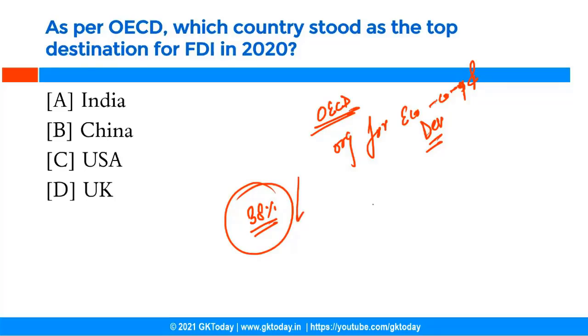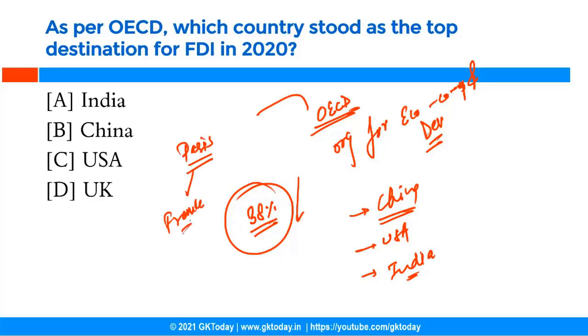And as per latest data, China is the top recipient of FDI and it has replaced USA. So USA is now on 2nd position while India is on 3rd position. The headquarters of OECD is in Paris in France. OECD conducts PISA. PISA stands for Program for International Student Assessment.